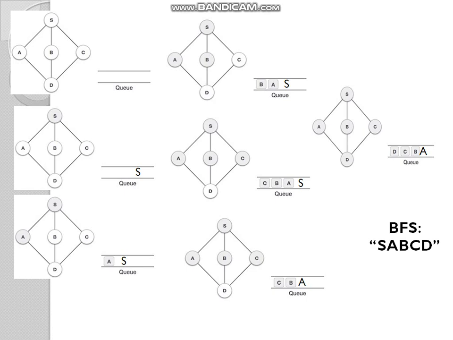If the BFS is initiated from vertex S, then the vertices of the graph are visited in the order S, A, B, C, D. Thank you.